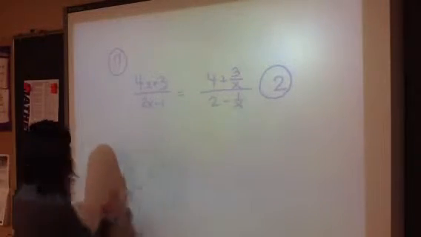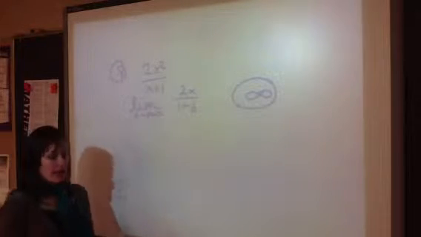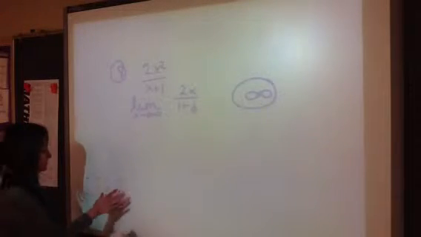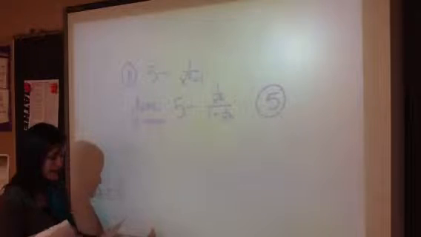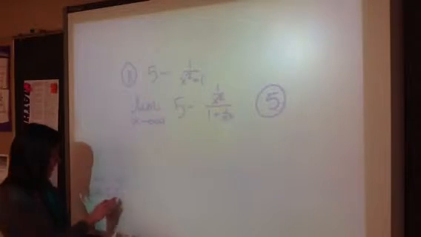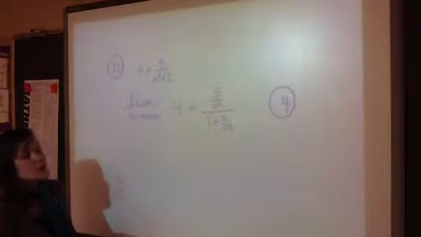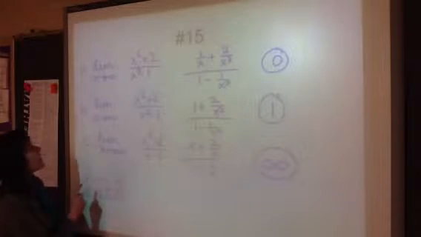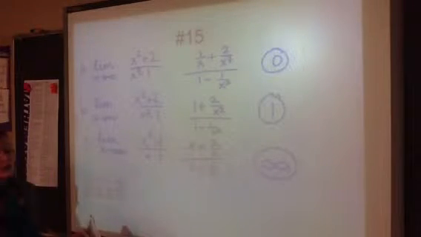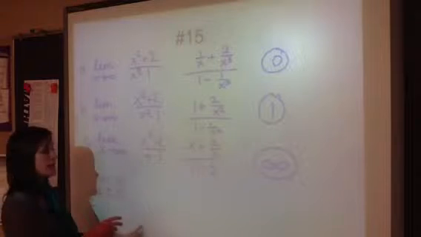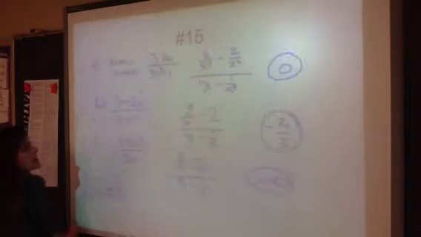Alright guys, the answer to number 7 is 2. The answer to number 8 is infinity. The answer to number 11 is 5. The answer to number 12 is 4. The answer to 15A is 0. B is 1. C is infinity.